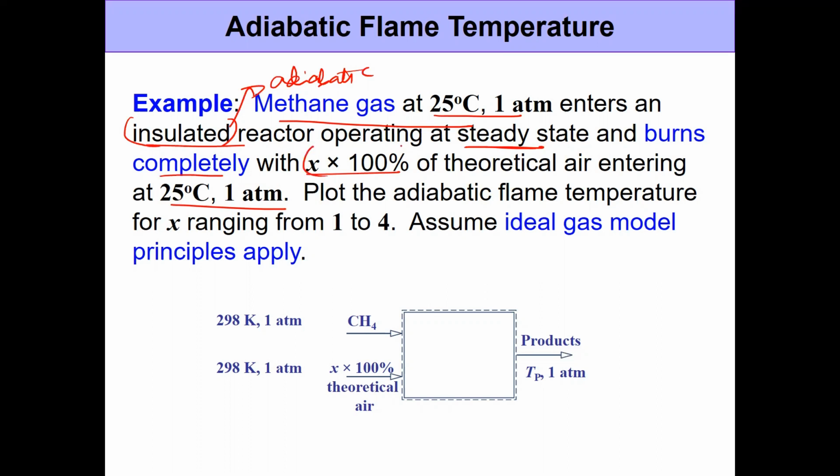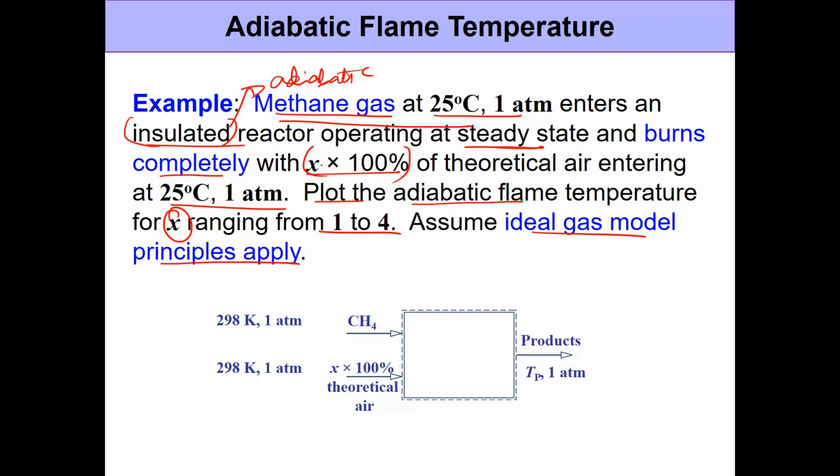Now, what does this X times 100% mean? Well, let's look at it. The question says that we need to plot the adiabatic flame temperature for X ranging from 1 to 4 and assume ideal gas principles apply. So what the question is asking us to do is to basically calculate the adiabatic flame temperature for this particular case where methane gas reacts with different amounts of theoretical air, right?